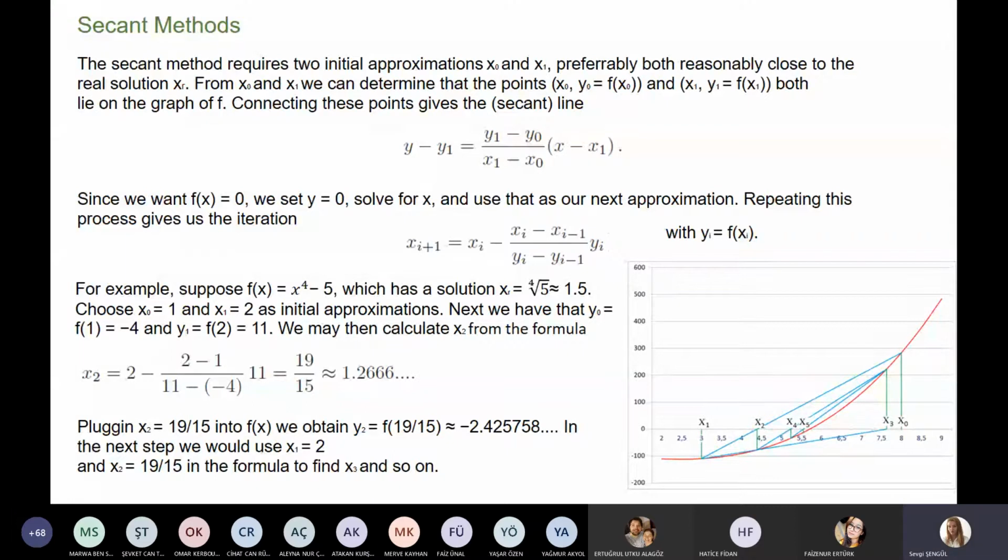Starting with two values, x0, x1. From f of x0 to f of x1, I am drawing the secant line. And where this secant line is crossing is my new point. And with the new point and the previous point, again, I am defining a new secant line. And wherever it crosses the x-axis, this is my new point. And with the previous one, again, I'm defining a secant line, and it will go like that.